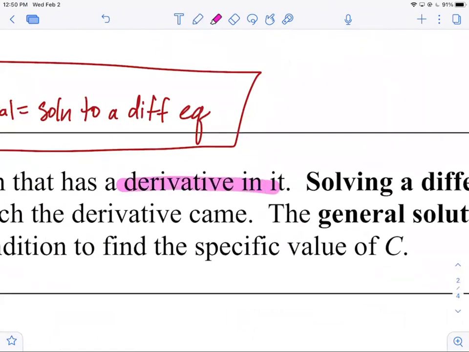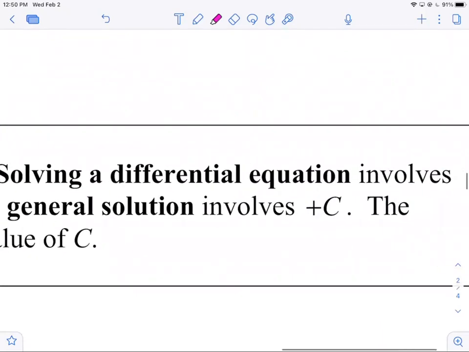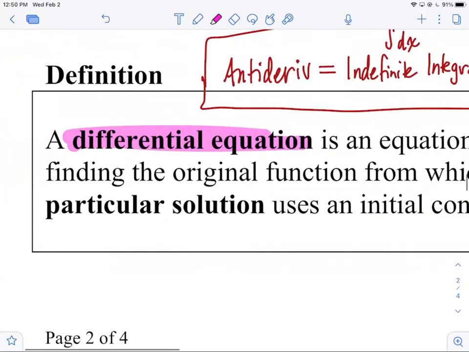You see an f prime or an f double prime or something, and there's an equal sign in it, that's a differential equation. Now, solving differential equations is a little bit different than solving conditional equations, like finding the values of x that make it work. Solving a differential equation means getting back to the original function from which it came. So if it's y prime, you want to get back to y. If it's y double prime, you want to get back to y. You would just have to do it twice in succession, okay?